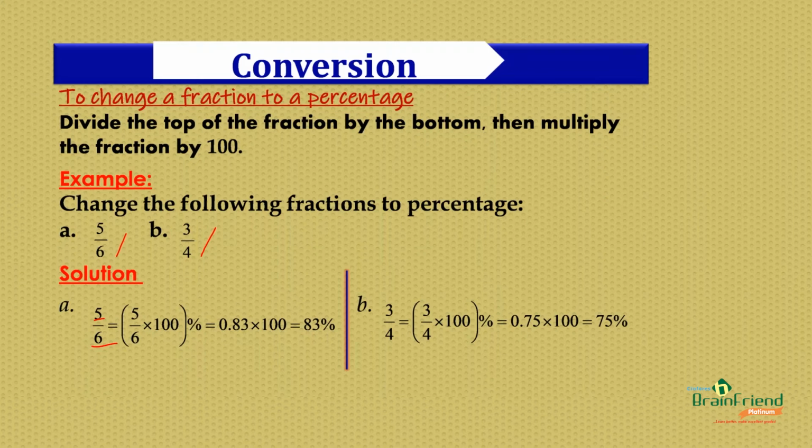And when we divide 5 by 6, we get 0.83, and we multiply by 100. To multiply by 100 is quite easy. You can simply move your decimal point, the number of zeros we have. So that gives us 83%. To the second example, where we have 3 over 4. So as usual, 3 divided by 4 multiplied by 100. 3 divided by 4 is 0.75 multiplied by 100, and that gives us 75%.